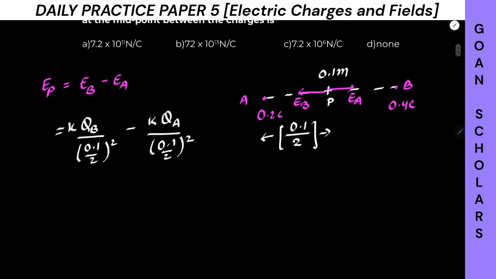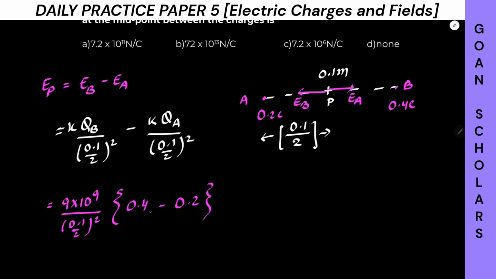Now you can see here K is constant and K is common also. So let's take this K common out, 9 into 10 to the power 9 common out. And even this 0.1 divided by 2 whole square is common. So what are you left with here? Charge on B minus charge on A. What's the charge on B? 0.4 coulomb minus charge on A, 0.2 coulomb.